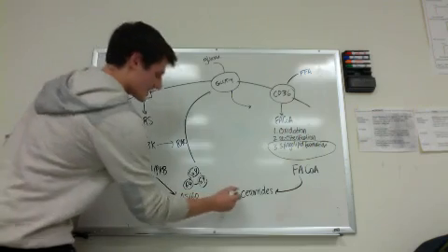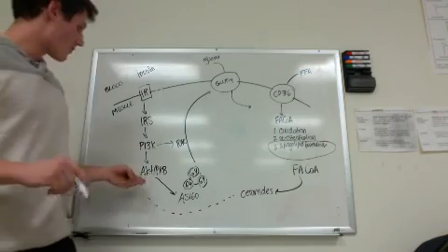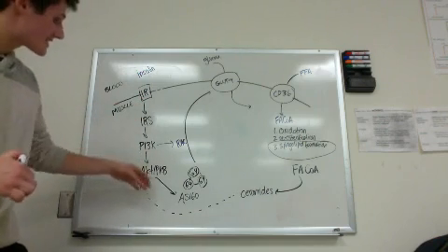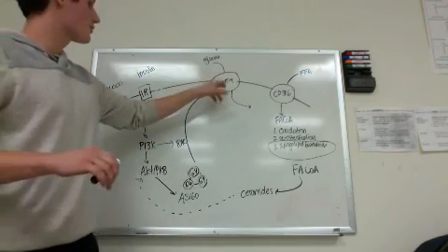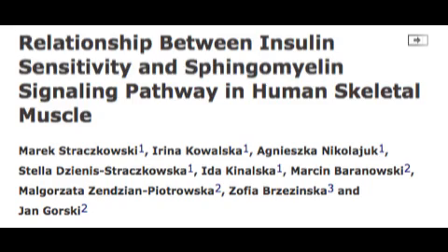Because what happens is that ceramides are known to inhibit AKT or PKB. And so again, what we see when this happens is that we get less deactivation of AS160, which results in less inflow to the GLUT4 protein on our membrane. So our hypothesis is that muscle membrane GLUT4 content is decreased during a high-fat diet because resulting increases in ceramide impair insulin-mediated AKT phosphorylation.